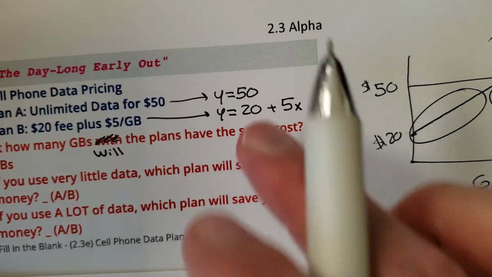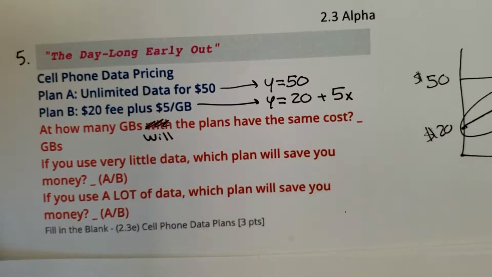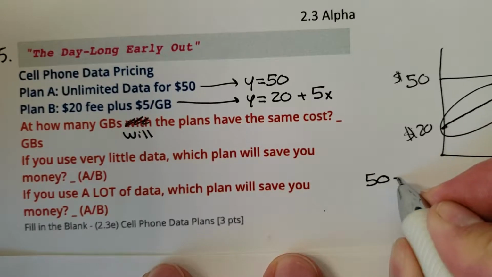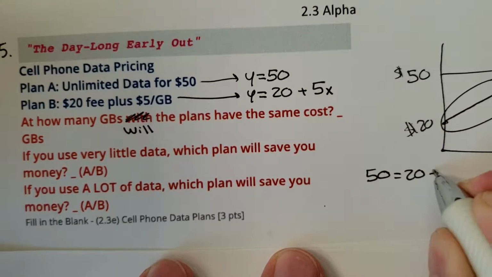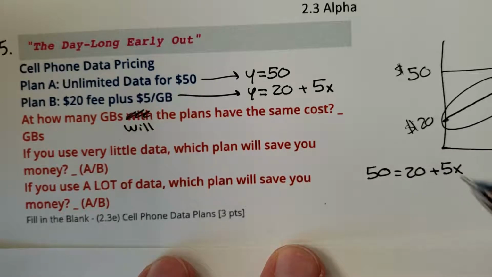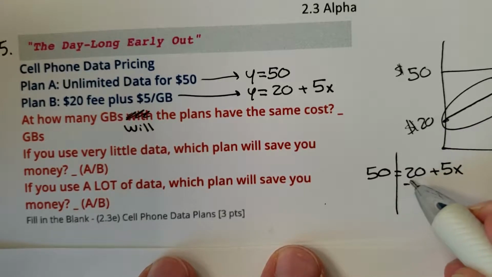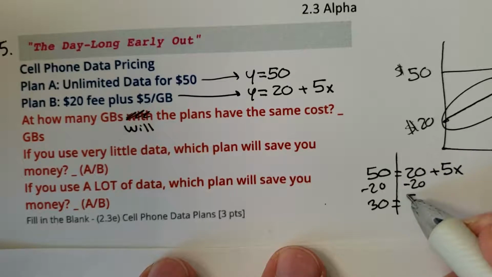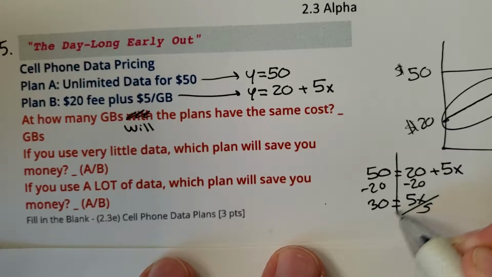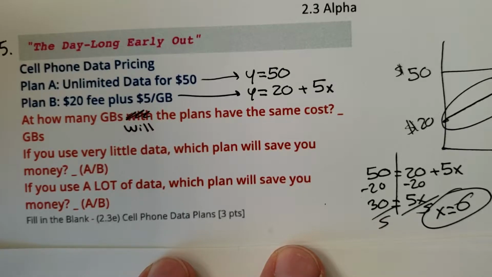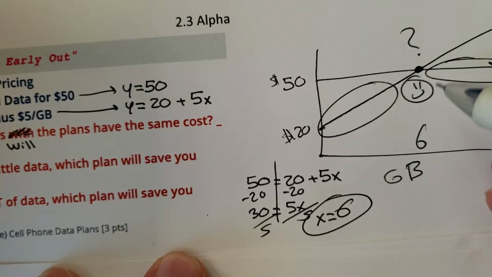Well, if you want to find out when things are equal, then you just set them equal to each other mathematically. So here we go. When will $50 equal $20 plus $5 per gigabyte? So X is basically our number of gigabytes. One step, two step. Minus 20, 30 equals 5x, divided by 5, divided by 5. X is going to equal 6. 6 is the magic number. So 6 gigabytes is the magic number.